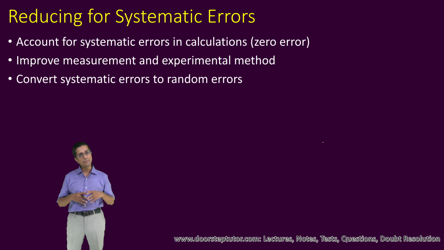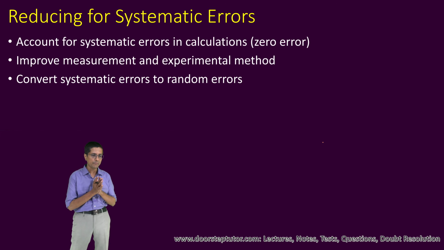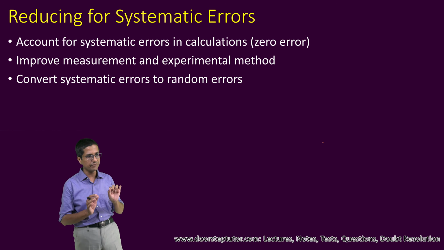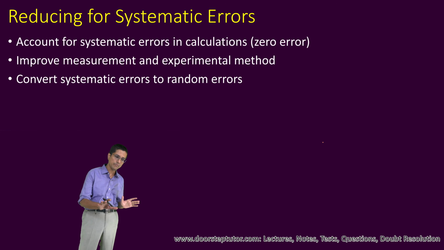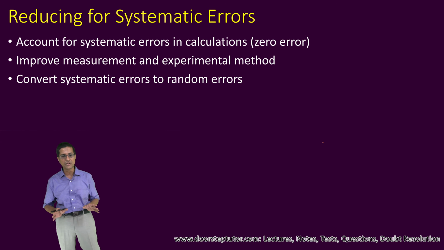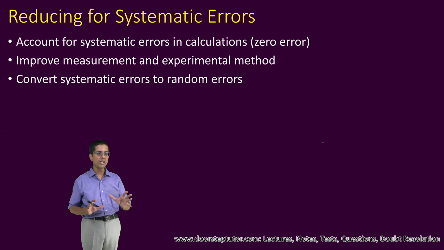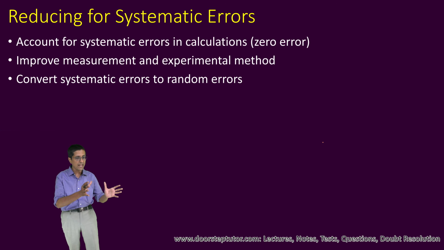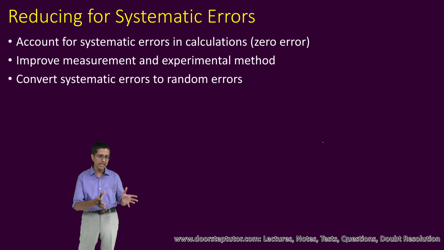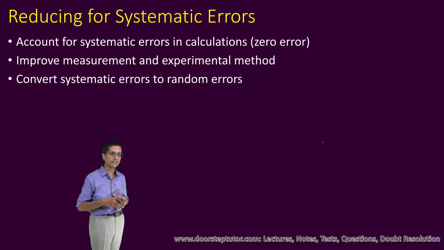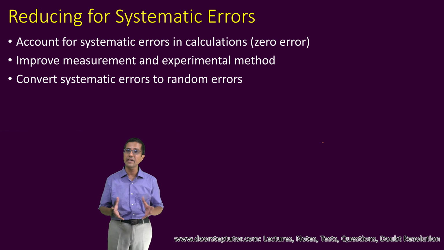Systematic errors, we have to make sure that our methods are not prone to systematic errors. That is the first thing. For example, if I am measuring a certain amount of liquid, I have to make sure that I pour all the liquid during the measurement. If I am weighing something, I have to make sure that I weigh everything that I need to weigh during the measurement. That is a way of reducing the systematic error, that we improve our processes.